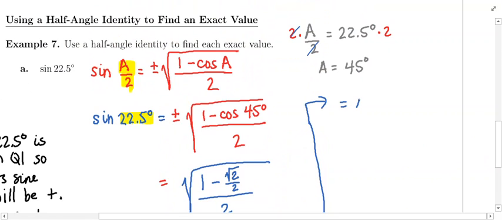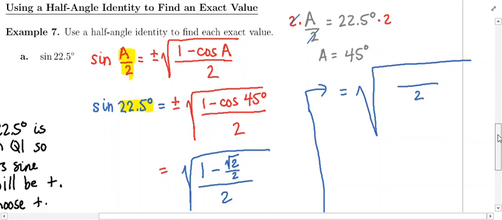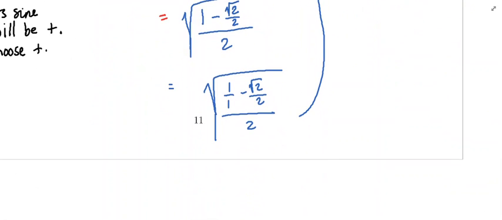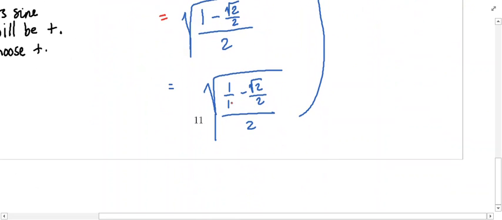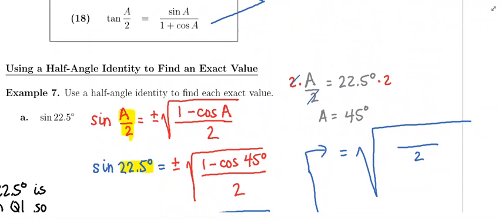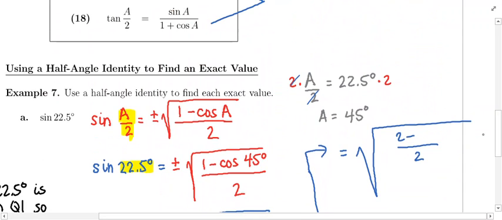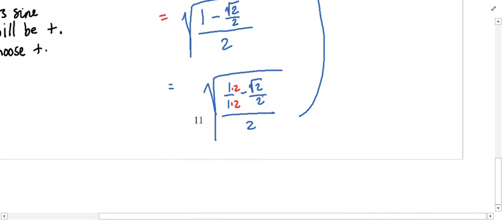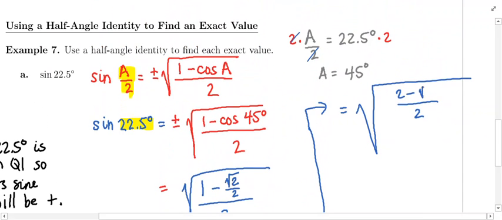Underneath the square root in the numerator, I'm going to get a common denominator of 2. I need this guy to have the correct denominator, so I'm going to multiply by 2, do it to the bottom, do it to the top, so we're going to get 2. And then we're going to subtract. The other term already has the correct denominator, so we're just going to keep the square root of 2. And then all of this is divided by 2.